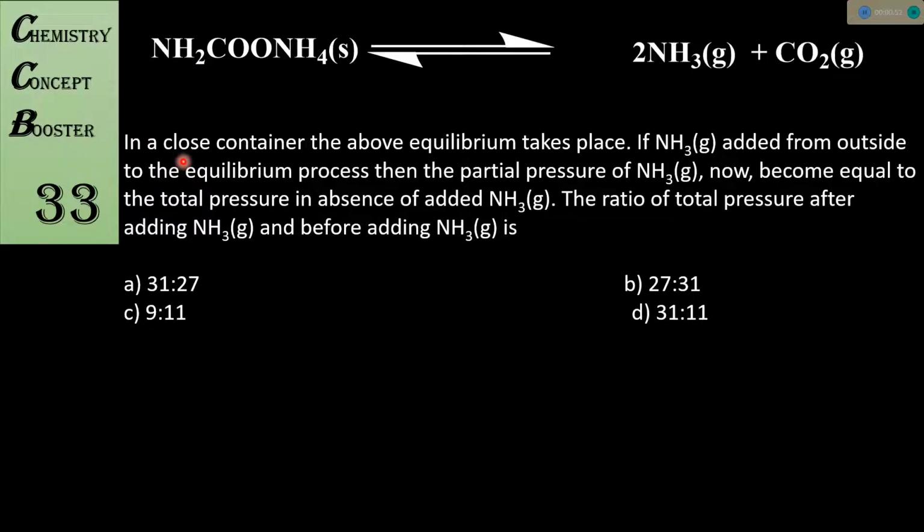The question says that in a closed container the above equilibrium takes place. If ammonia gas is added from outside to the equilibrium, then the partial pressure of ammonia gas now, meaning after adding ammonia gas, becomes equal to the total pressure in absence of added NH3 gas.